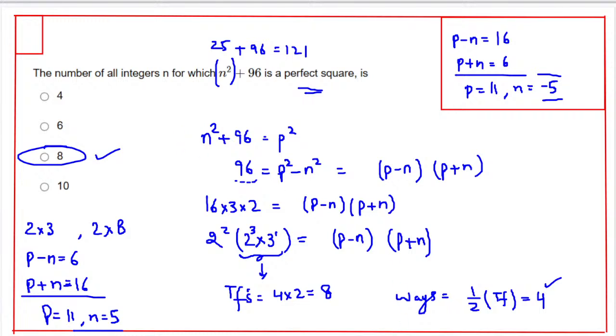Understand this one? It is not asking about only positive integers. Positive integers give 4, but negatives are also integers. It is being asked.